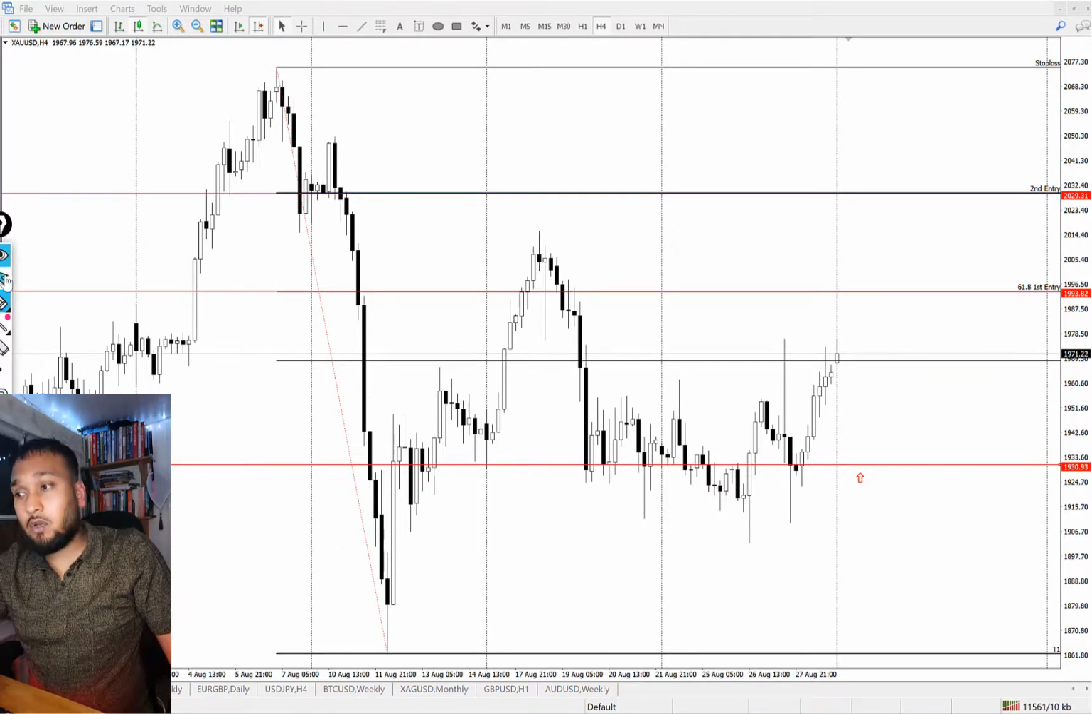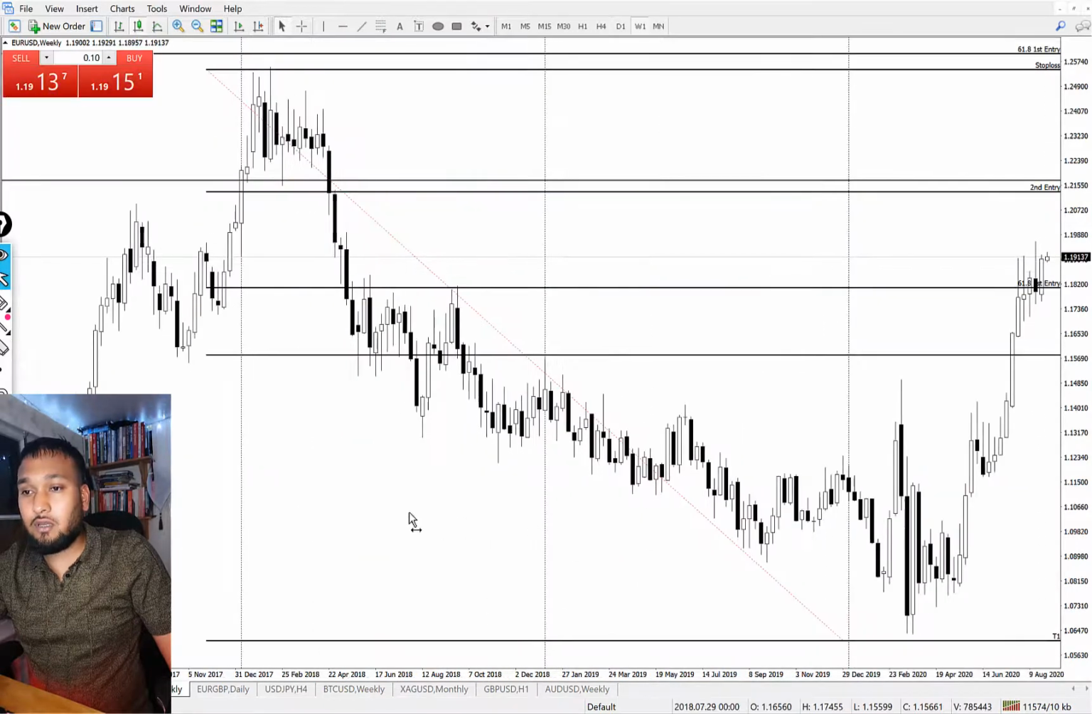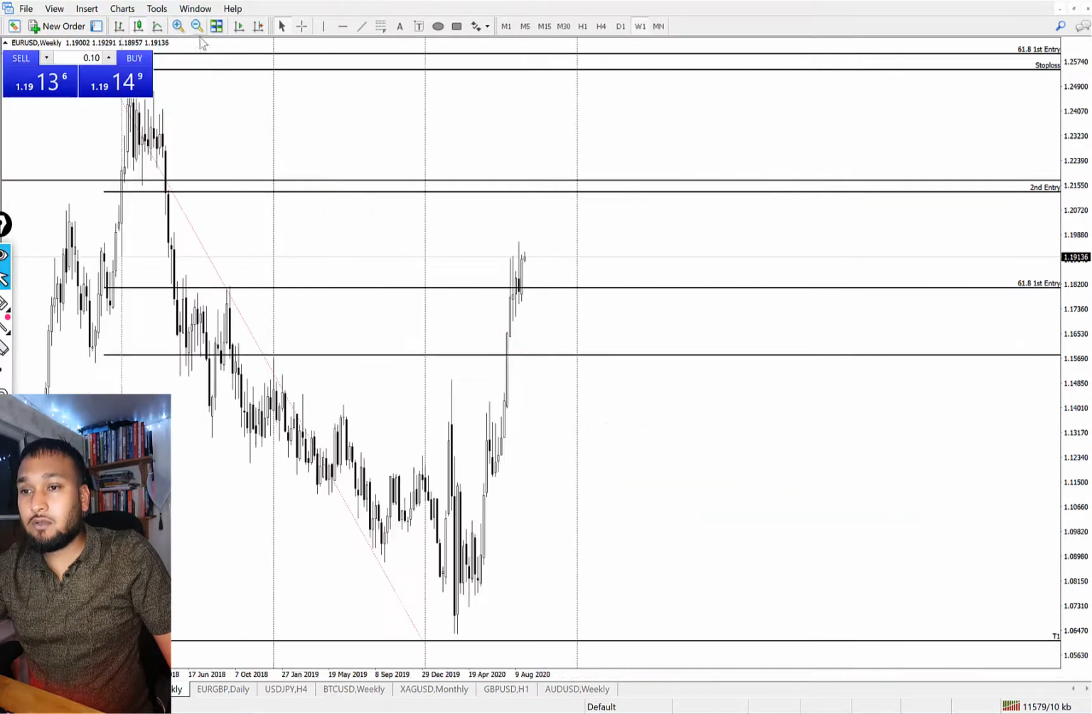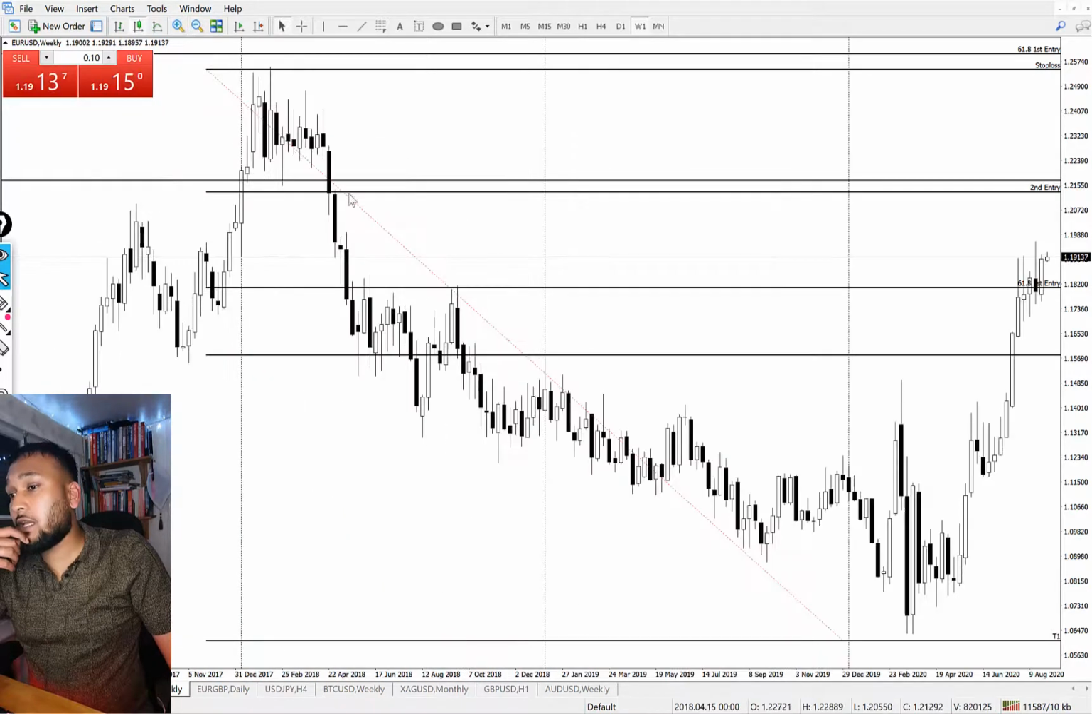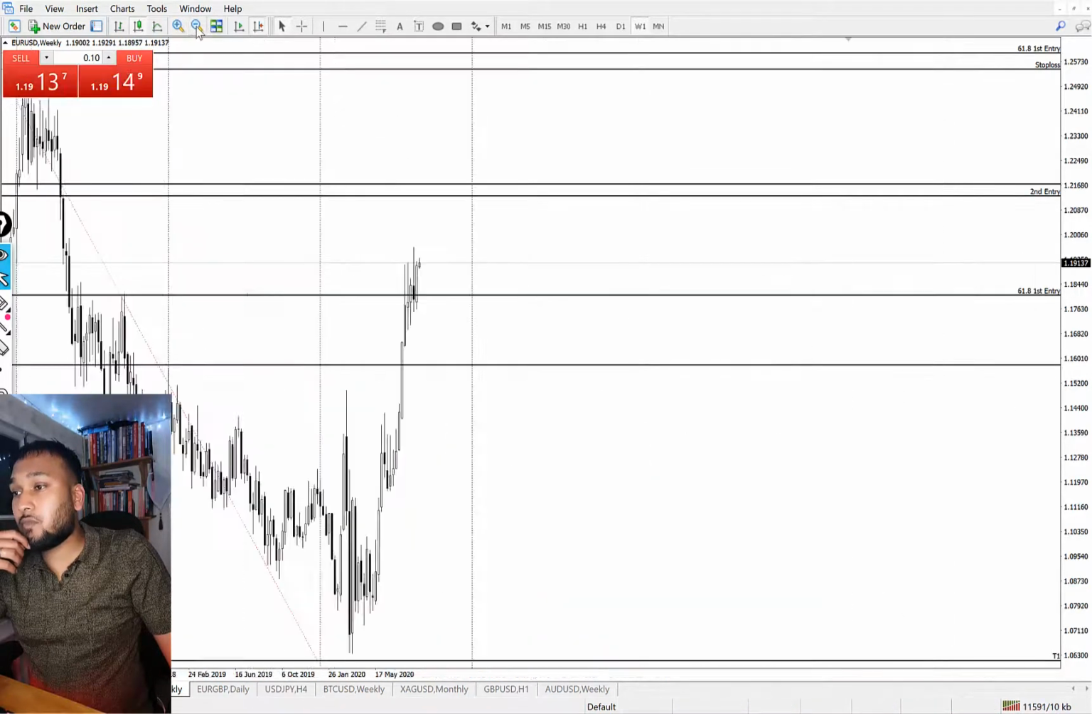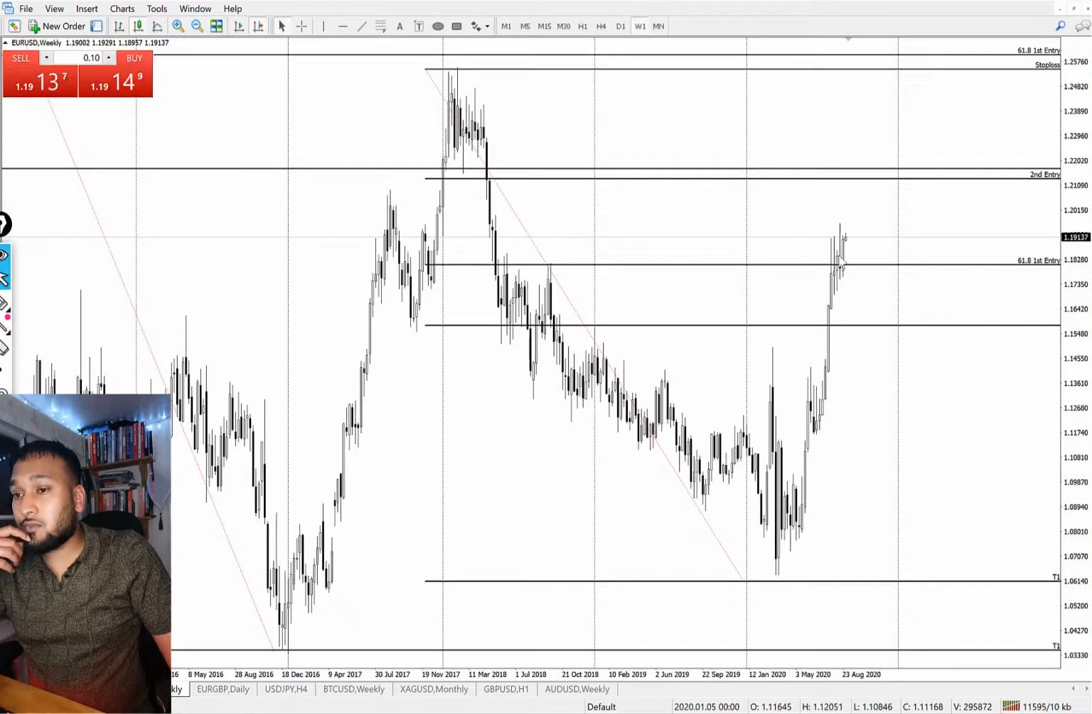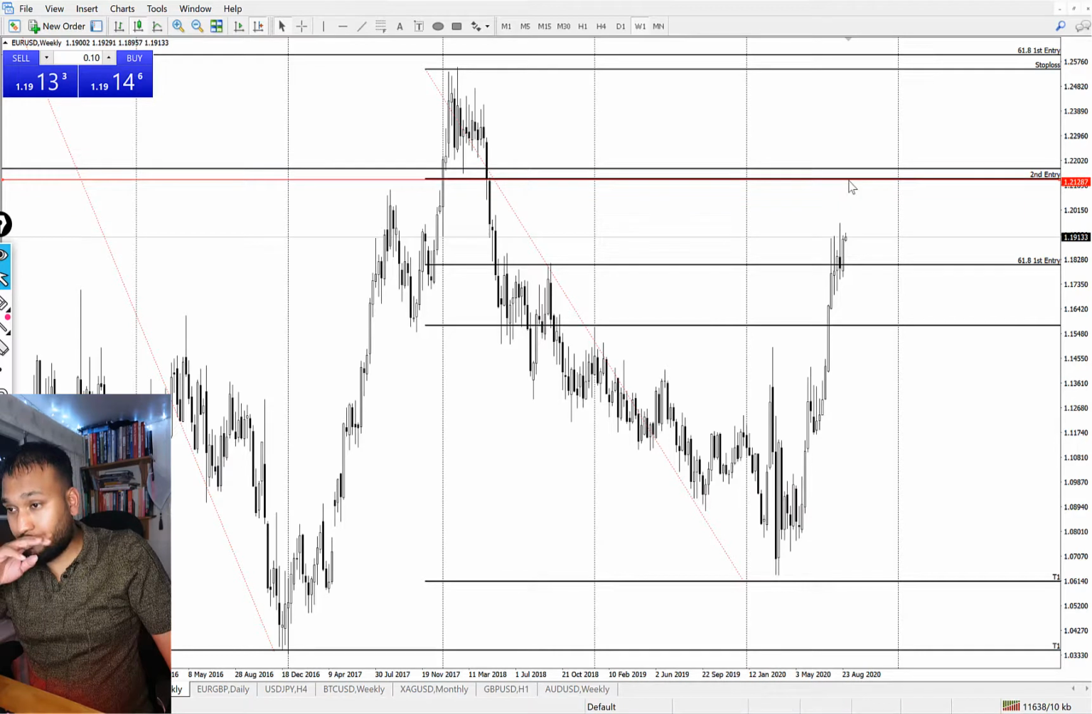Let's have a quick look at the Aussie dollar, weekly. As you can see, we have these levels marked out. One of the things that I'm looking at is a possible continuation up until these highs, which is quite a distance away, but we'll mark that out in anticipation for possible longs.